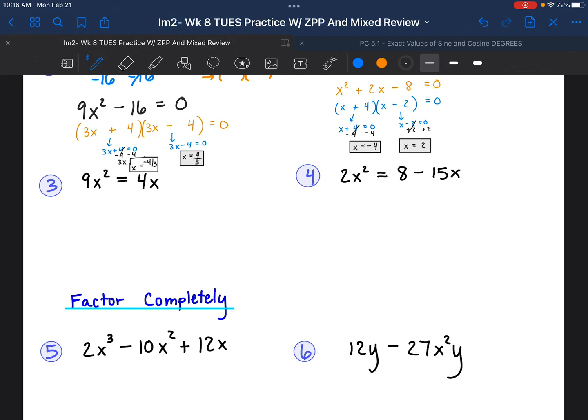Also factor completely on 5 and 6. Go ahead and pause this video, try these, and I'll put up the solutions shortly and show you a few more examples.